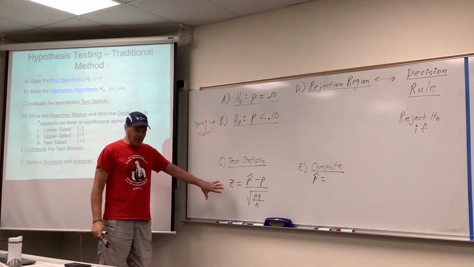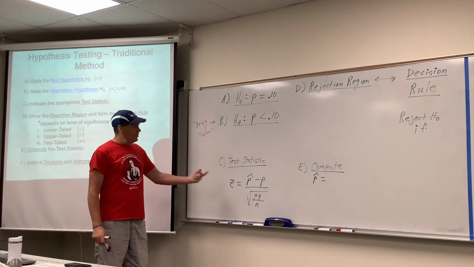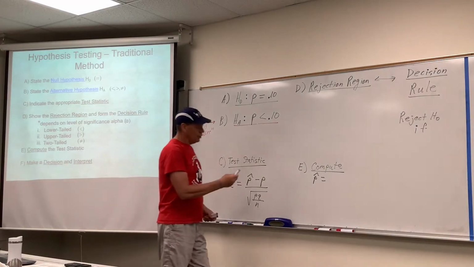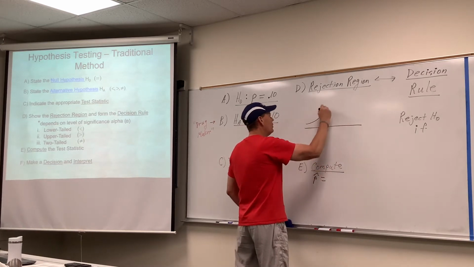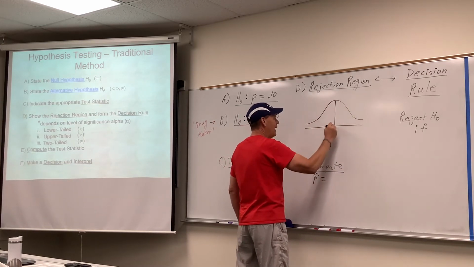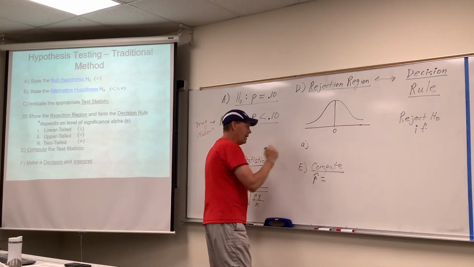Test statistic, I leave it up here. It's going to be the same on every question on this assignment. And it's Z. So once again, the bell curve, standard normal. Bell curve, 0 in the middle. All right. And in part A, let's label, we're doing part A here.